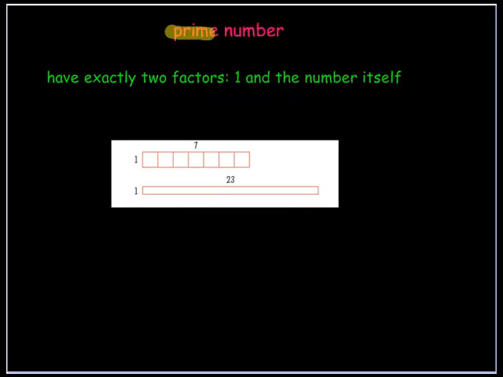Prime numbers. This may be a new one to you. A prime number is a number that has exactly 2 factors. The only way to make this number is 1 and the number itself. So just real quick, let's look at this. 1 and 7. The actual number is 7. The only way to make 7 is to do 1 times 7. There's no other way for you to get to the number 7.